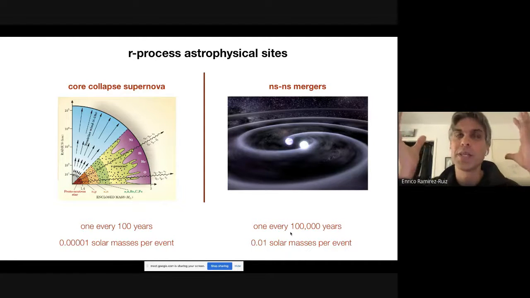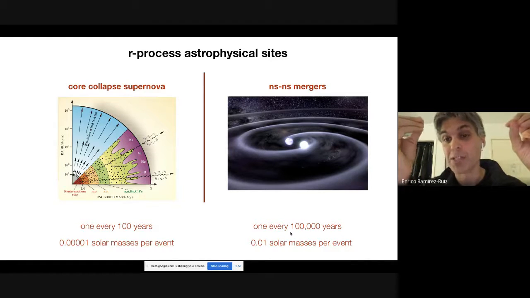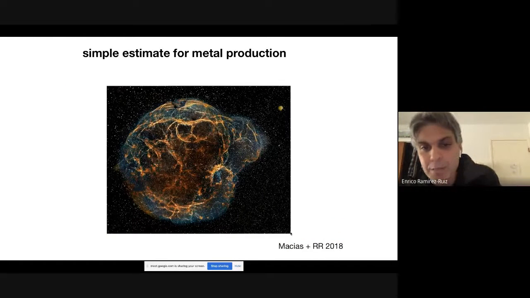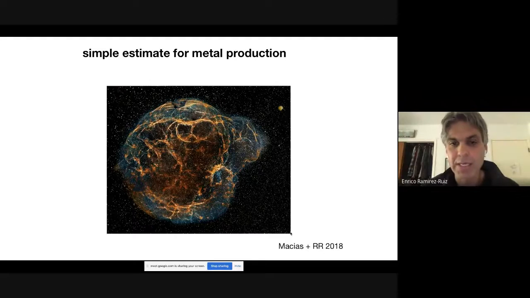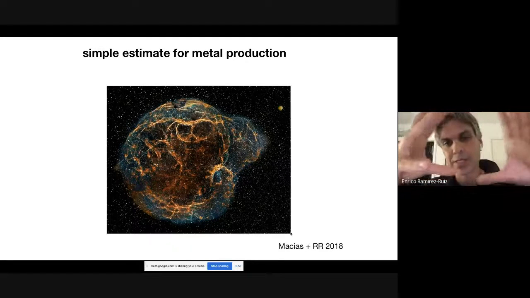So the way that you should think about this is that neutron star mergers are rare but produce a lot of r-process, and core collapse supernovae are much more common and are thought to produce much less. And that's what people were contrasting. So I'm going to try to tell you a little bit about what we know observationally about the production rate of this. There's a very simple argument that you can make, which is actually quite nice. If you have an explosion, and it doesn't matter if it's a neutron star merger or a supernova, what ends up happening is you have a blast wave, and the blast wave starts expanding.